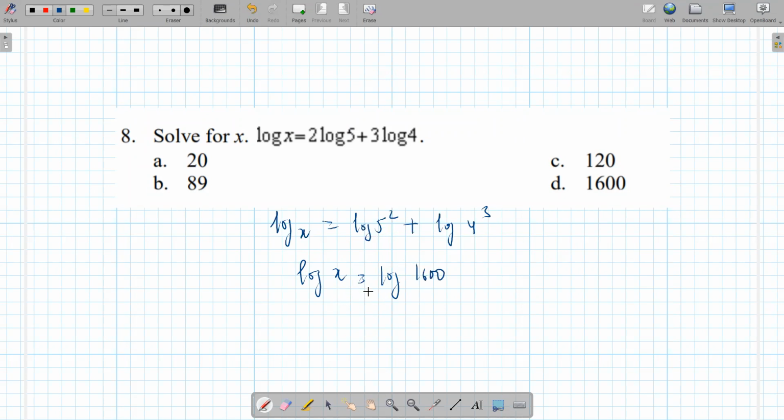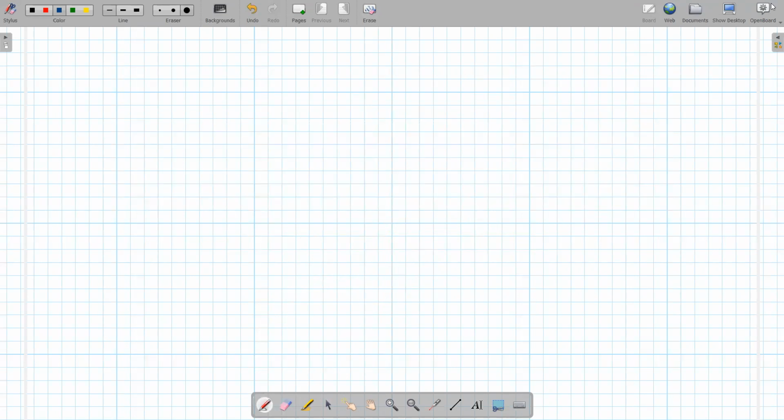Only now can you cancel the logs. How are you canceling them? Because you're raising both of them to 10 to the power of log base 10 of 10. That's why they cancel. So x becomes 1600, so D is the right answer here. Okay.